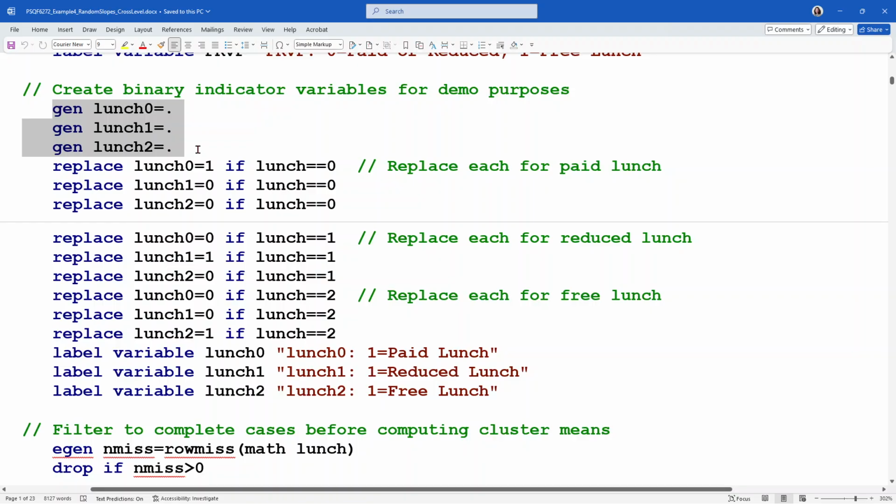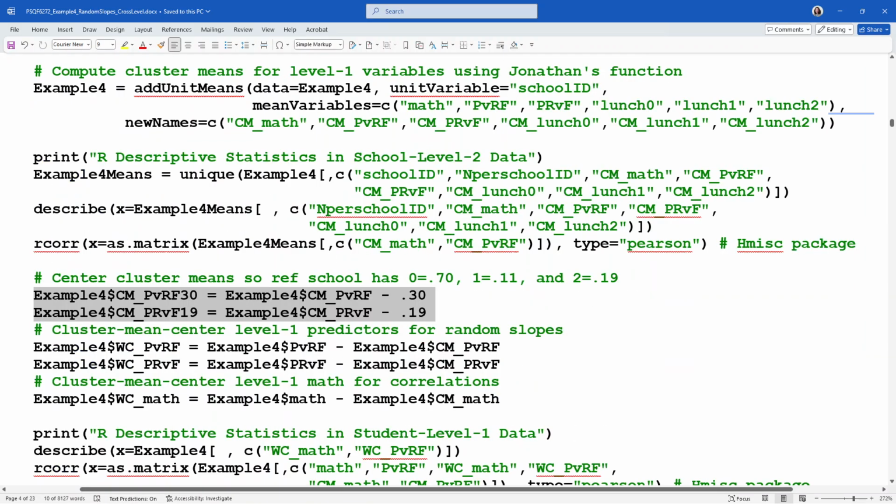Just one. So, with the add unit means function, can you do, or should you do, a level 2 and a level 3 at the same time? The answer is no. That's what I thought. I don't have it set up that way, I just wanted to make sure I had it set up correctly. Thank you.